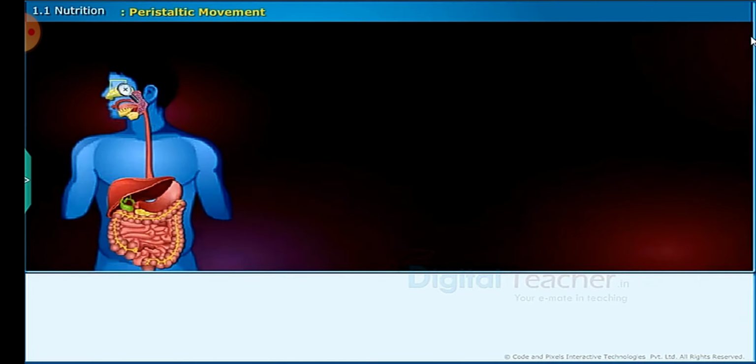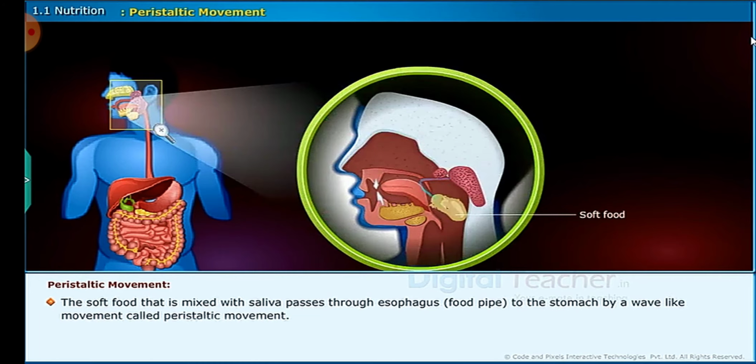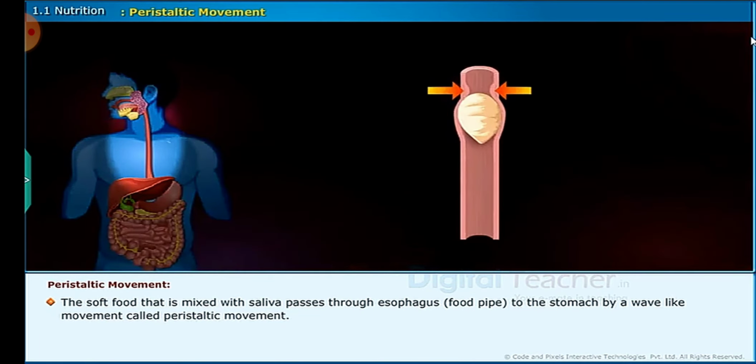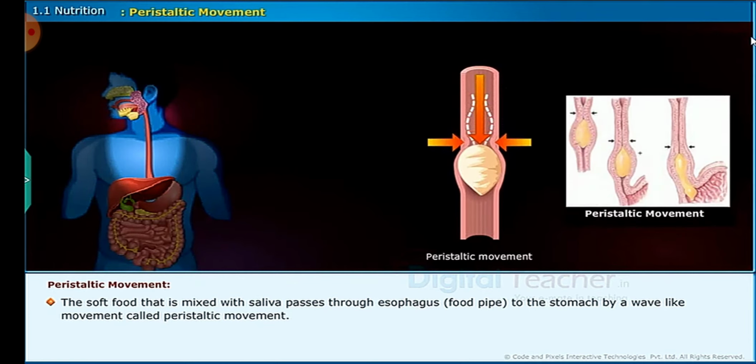Let us now learn about the movement of food from esophagus to stomach. It is technically called peristaltic movement. The soft food that is mixed with saliva passes through the esophagus or food pipe to the stomach by a wave-like movement called peristaltic movement.